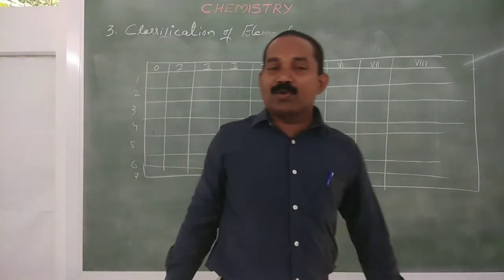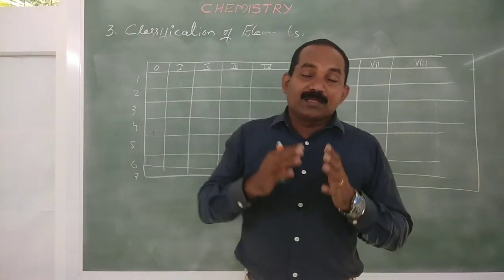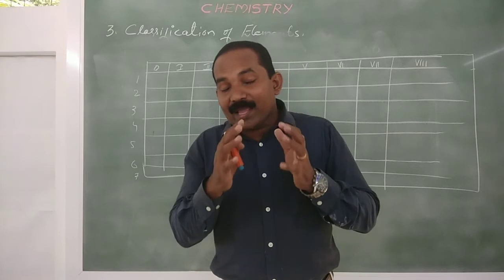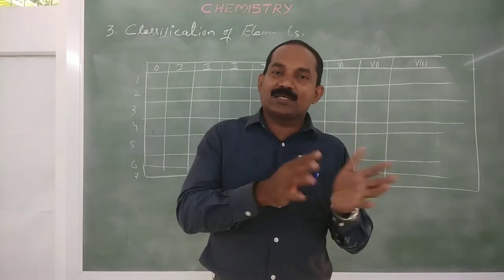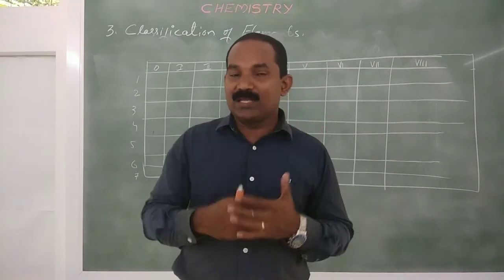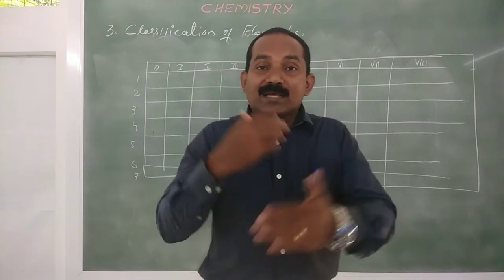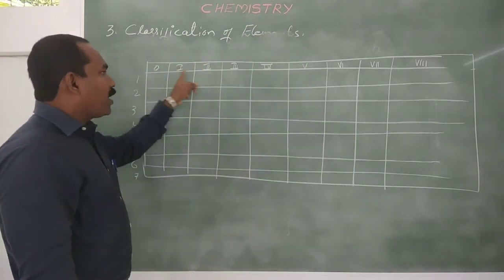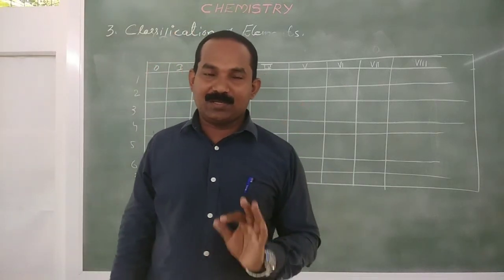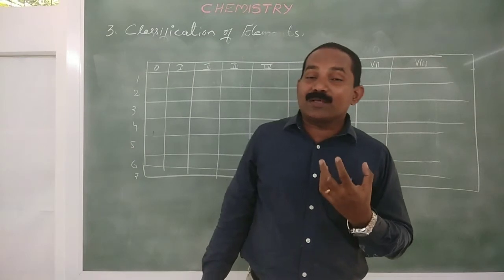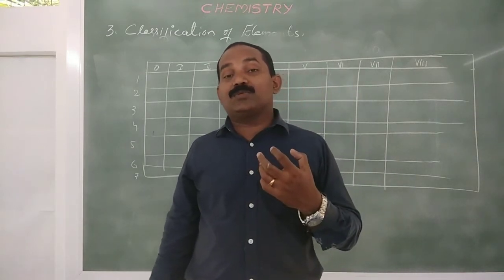So how many groups are in the Mendeleev periodic table? There are eight groups, and later the zero group was added, and there are 7 periods. The periods are numbered as 1, 2, 3, etc., and the groups are numbered in Roman numerals.